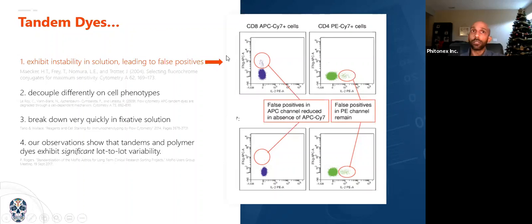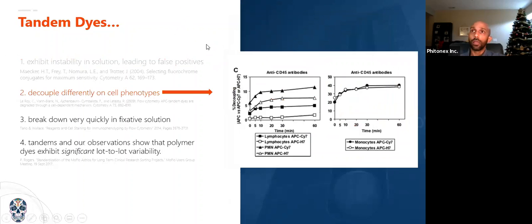Right. And along those same lines, the problem that we tend to have with tandem dyes, which we're not going to have with NovaFluors, is differential decoupling based on cell phenotype. We can see here that on lymphocytes, the decoupling of this APC-Cy7 is at a much slower rate than it is on monocytes.